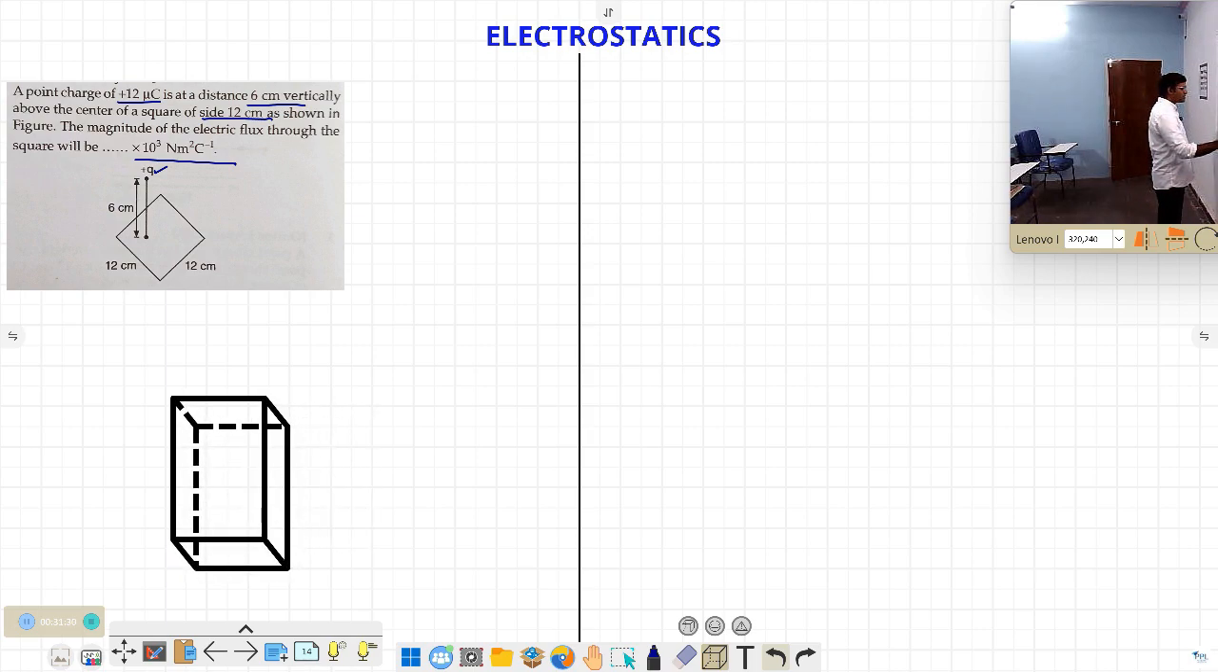Now if you observe this diagram, this is the bottom portion. This is the portion which you are seeing in the diagram. This is the portion which has 12 centimeters length and 12 centimeters width. If you want to take the diagram bigger, we can take it a little bigger so that it will be easier for us.